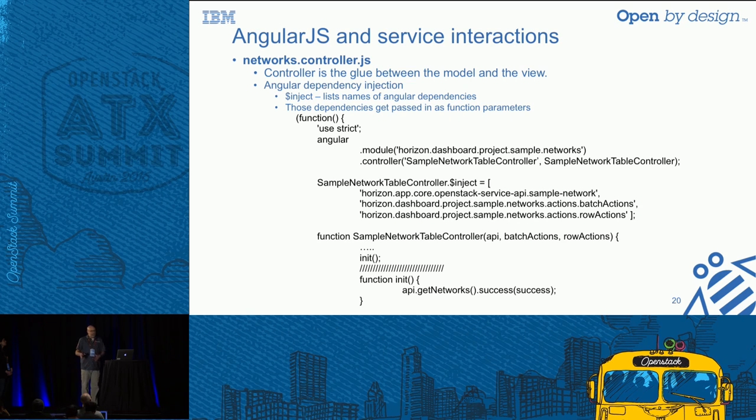So now stepping back to the Angular side. The networks controller JS file is an important one to take a look at. This is the Angular controller, and it's gluing what happens with the view, which is the HTML that we were messing with before, to the model, which is where data is coming from. So it's gluing together the pieces.